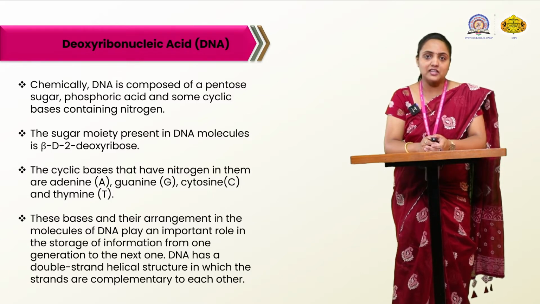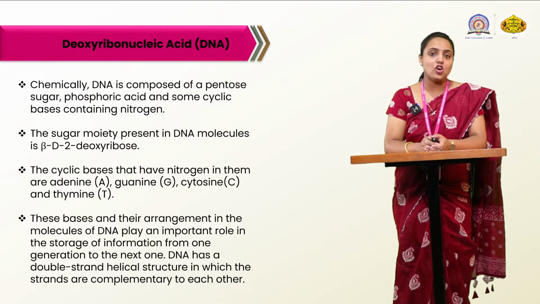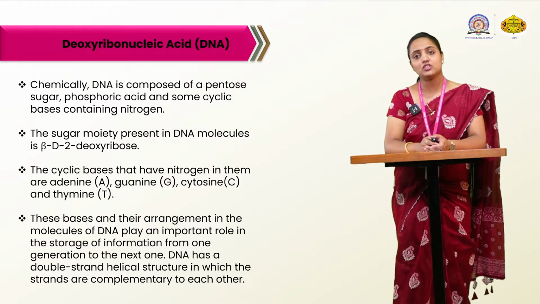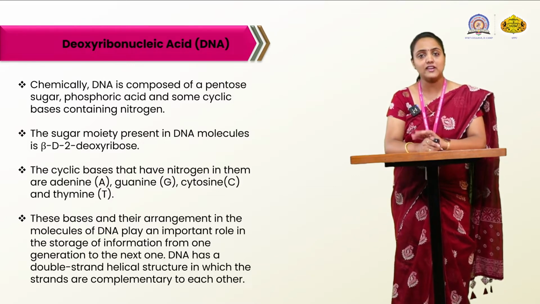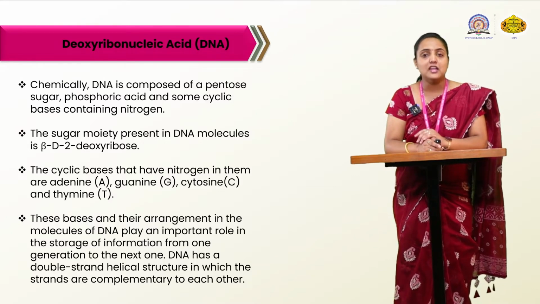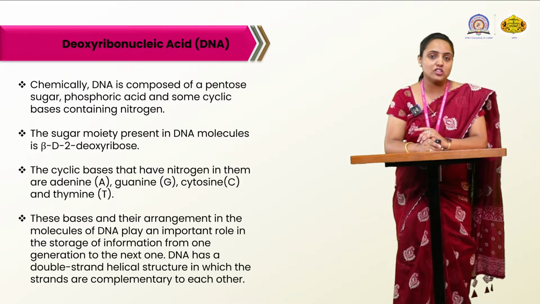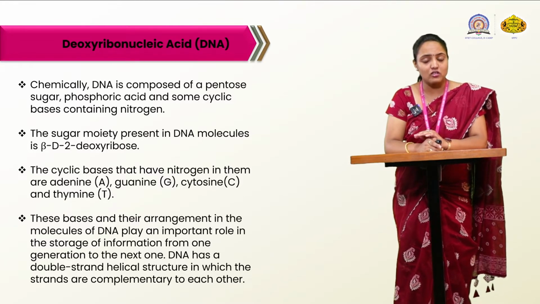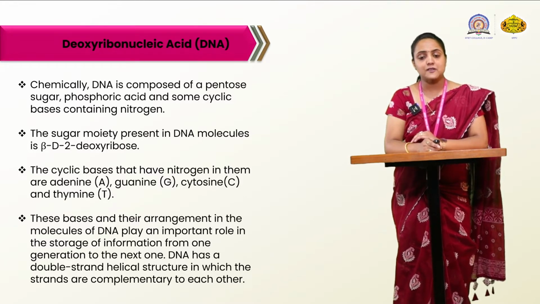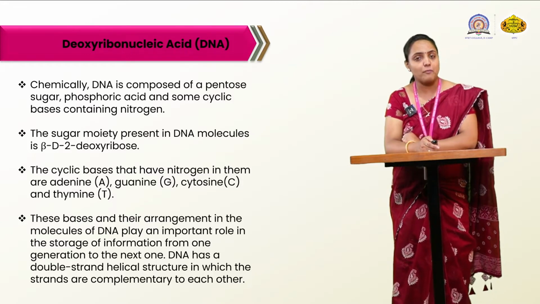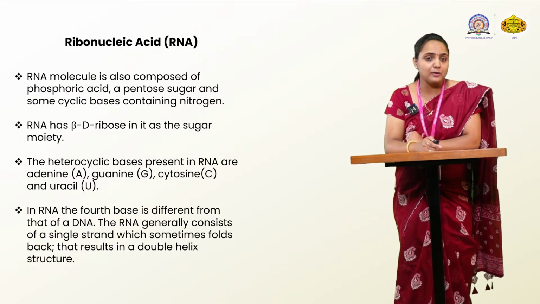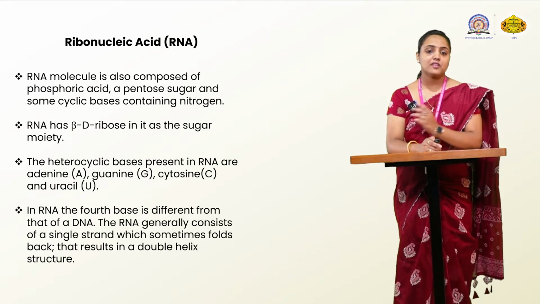DNA has a double helical structure. There is a central axis, and along this axis two helical strands are coiled around each other, one running from 5' to 3' and the other anti-parallel, from 3' to 5'. The strands are complementary to each other, meaning they are anti-parallel.